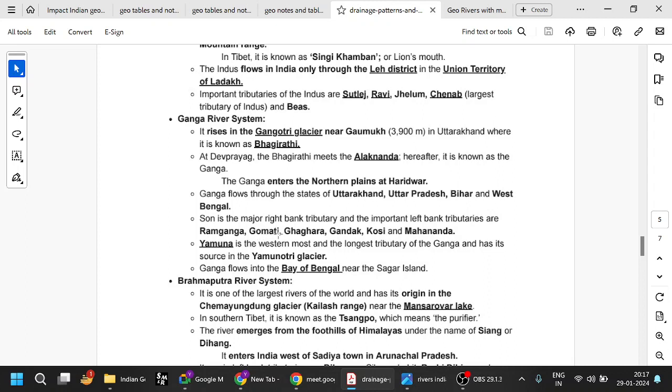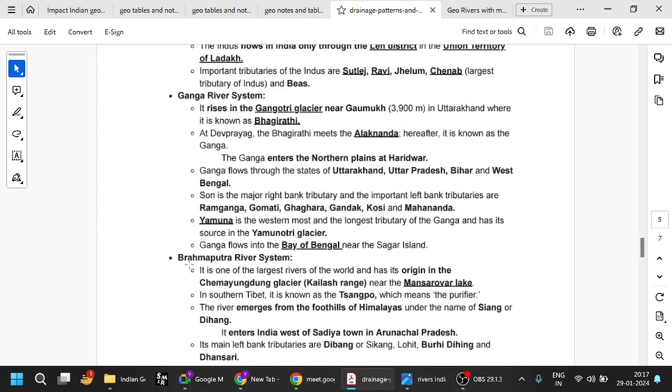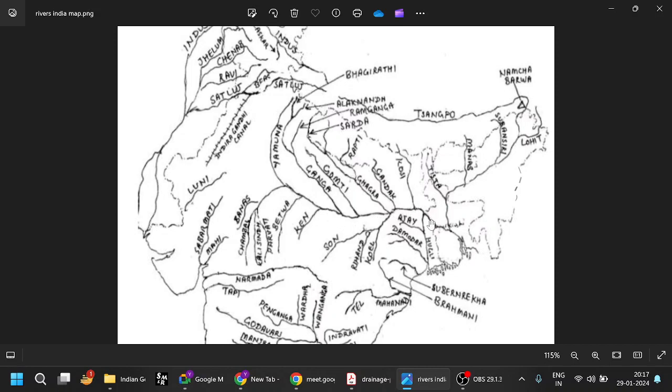Ram Ganga, Wainganga, Ghaghara, Gandak, Kosi, Mahananda. See, Ram Ganga is a tributary of Ganga. Wainganga, Penganga, they are tributaries of Godavari. So don't get confused. Only Ram Ganga is the tributary of Ganga. All other Gangas, if there is a Ganga in the name, mostly they are tributaries of Godavari. Yamuna is the westernmost and the longest tributary of Ganga. Ganga flows into the Bay of Bengal near Sagar Island. Very important. So where is it? It will probably be somewhere here. Okay, at Sagar Island.